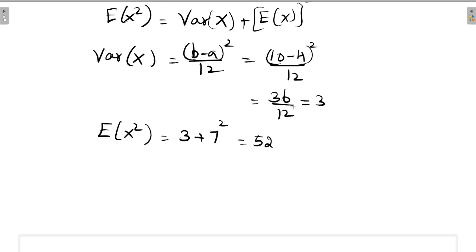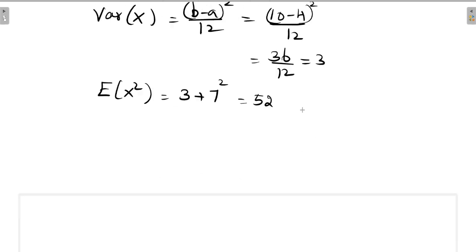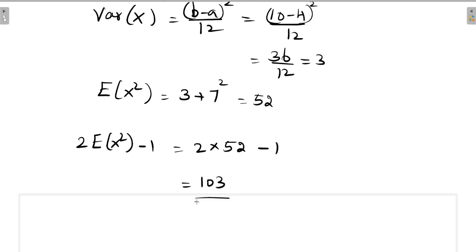Now we can come to our question: E of (2x square minus 1), which is 2 times E of x square minus 1. This is our required value. So 2 times E of x square is 2 times 52, minus 1, which is equal to 104 minus 1, which is 103. This is the last part of the answer.